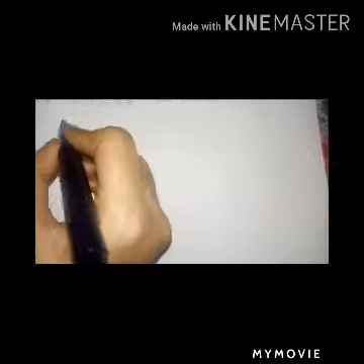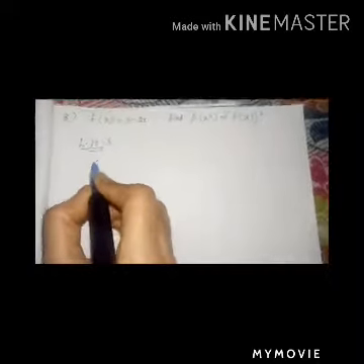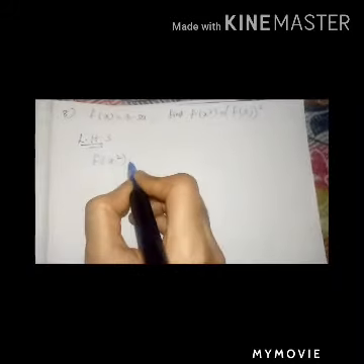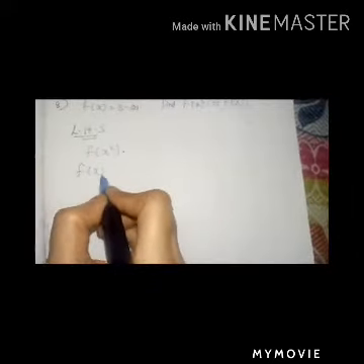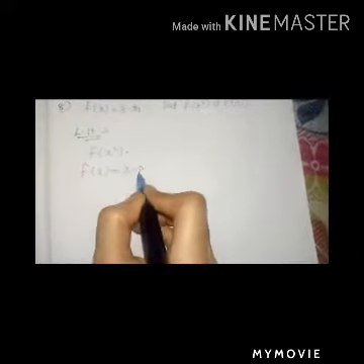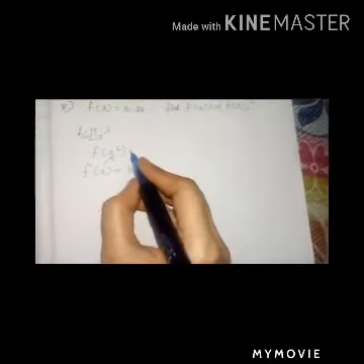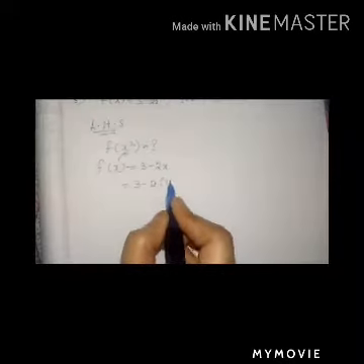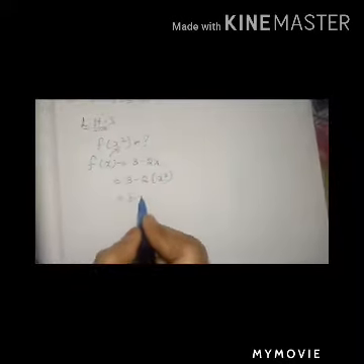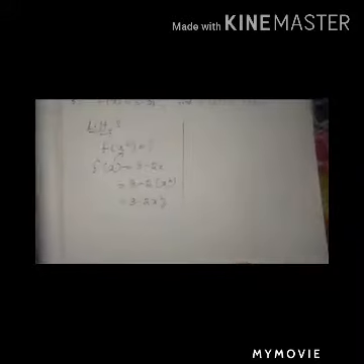Okay, let us simplify. First, take your LHS. What is your LHS? F of x square. First, let us find our f of x square. Write your function f of x is equal to 3 minus 2x. Here, instead of x, we need to substitute x square. So 3 minus 2 into x square, that means 3 minus 2x square. This is your LHS.